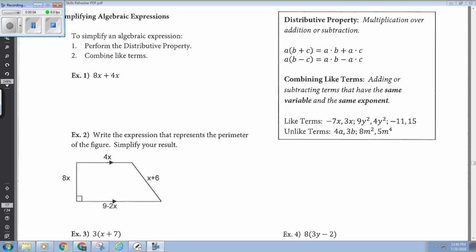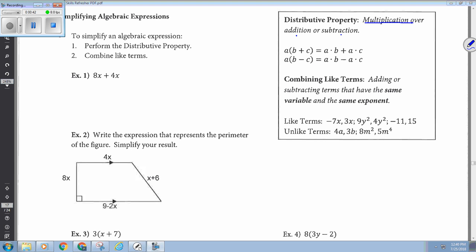Next topic we'll look at is how to simplify an algebraic expression. There are two main ways to simplify an algebraic expression: using the distributive property, and combining like terms. Distributive property is when you're taking multiplication over addition or subtraction, depending on what's in the problem. It has parentheses involved with it. You're multiplying into the parentheses.